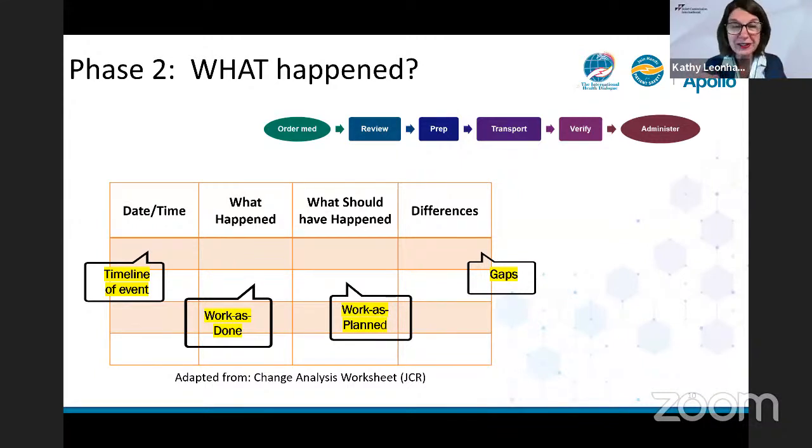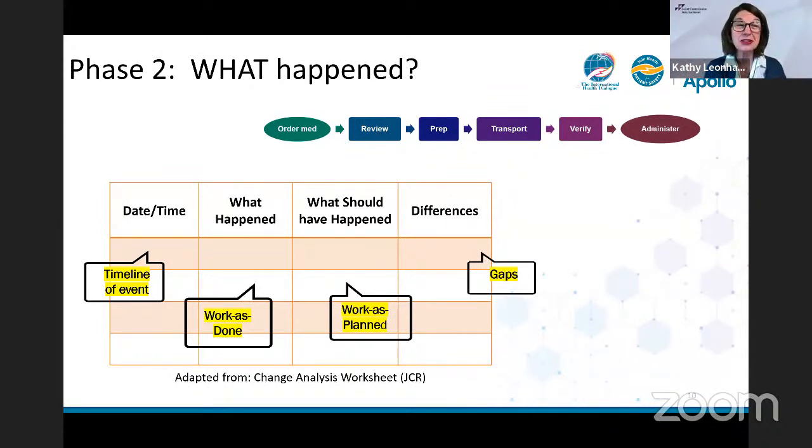We call that work as done. What actually took place? Think about that event that I shared with you, the case study. What were the actual steps that took place and at each timeline? Then the third column is what should have happened. We call that work as planned or work as imagined.